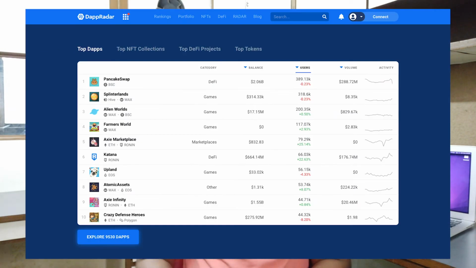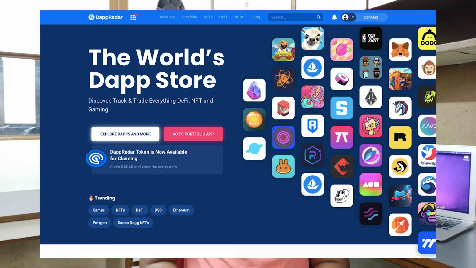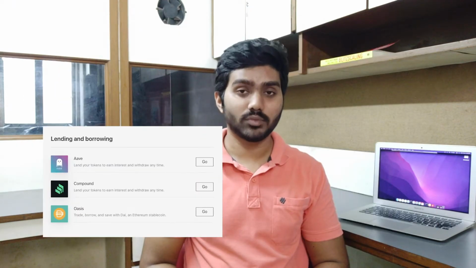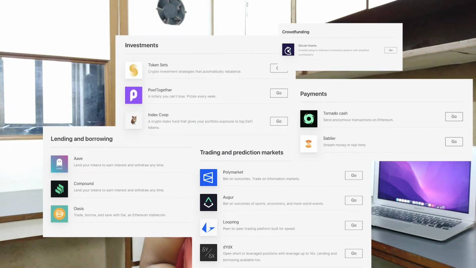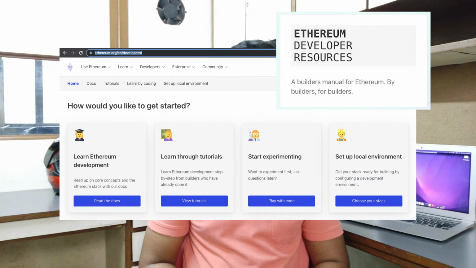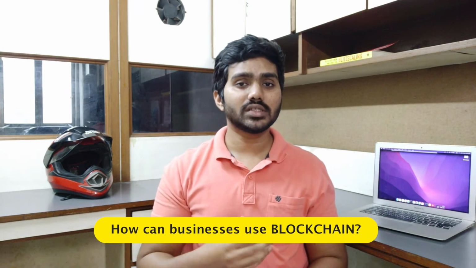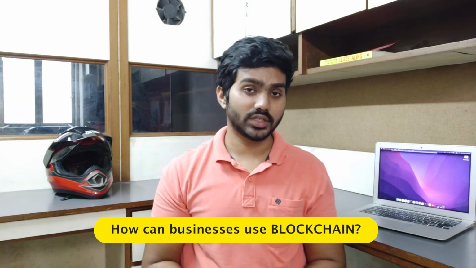DApps are a growing application type, and currently various DApps are available in fields like lending and borrowing, trading and prediction markets, payments, investment, crowdfunding, and much more. One can easily write DApps code logic, so it's an open canvas for your creativity to solve problems with the help of blockchain. So how can businesses take advantage of this blockchain technology?